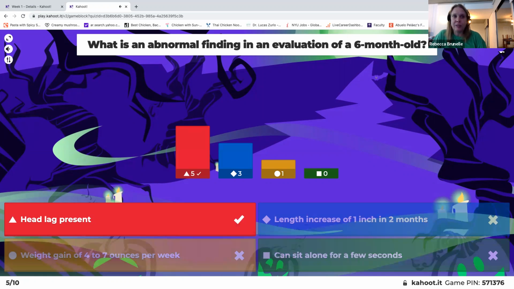Yeah, so head lag is present. Head lag refers to if you have a baby lying down and you pick up their hands and pull them up. By 6 months, they should definitely be able to hold their head up as you're pulling them up. They should start to do this around 4 months. So if they're not doing it at 6 months, that means they don't have the normal head control for a 6-month-old.